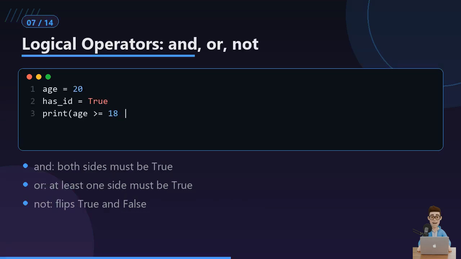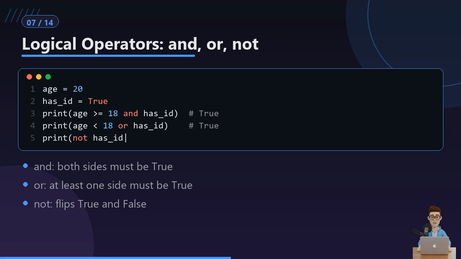Think of a nightclub bouncer. The rule is age at least 18 and you have an ID. So, it means both checks must pass. Or is more relaxed, like free entry if you're a member or it is your birthday. So 1 passing check is enough. Not simply flips the answer, turning true into false. In short, and is strict, or is generous, and not is a light switch.